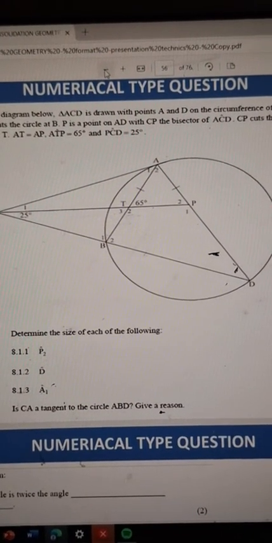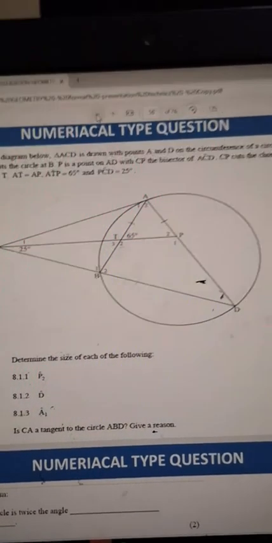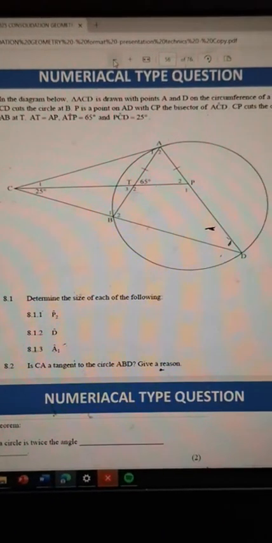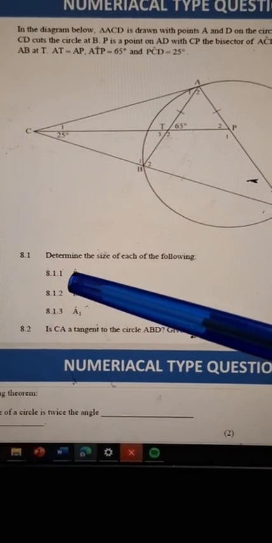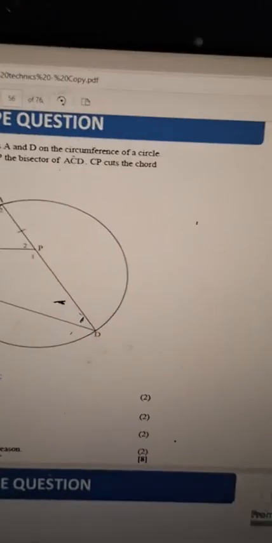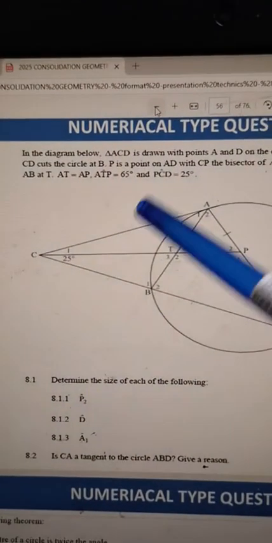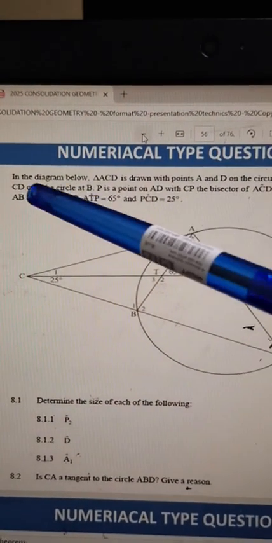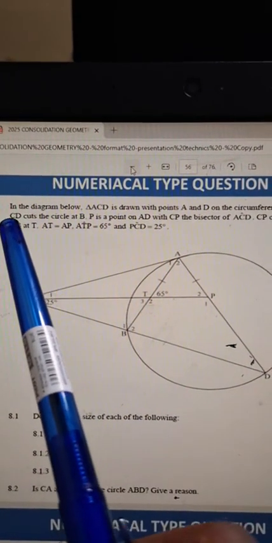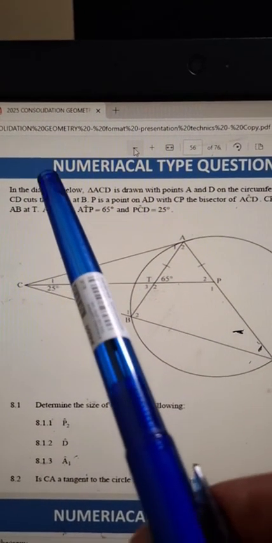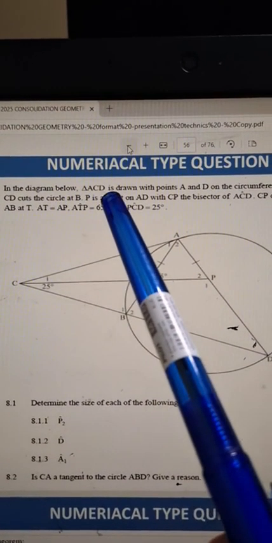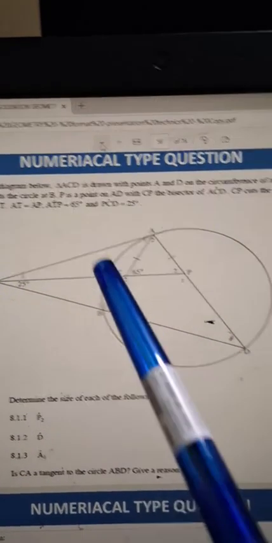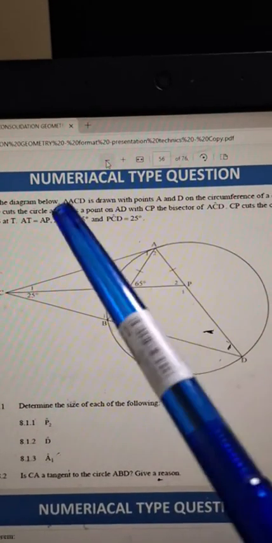Okay. So now we are being asked to do what? To determine the size of each of the following. And the first one is angle P2. All right. Now, guys, I just want to say that before you even jump into answering the question, what's important here is being able to read the statement. Like, we need to be people that can read the statement first and foremost. You read the statement, in the diagram below. Okay, so obviously this is a diagram.